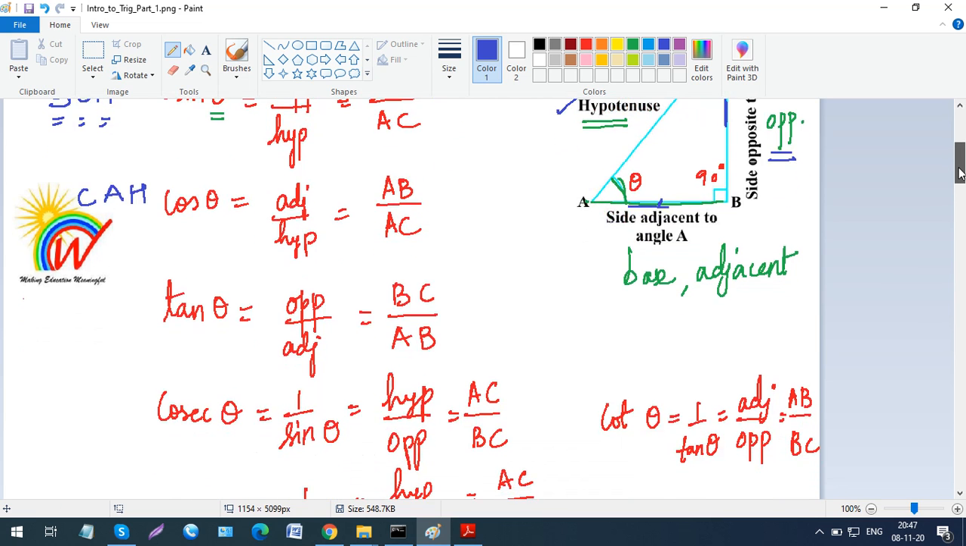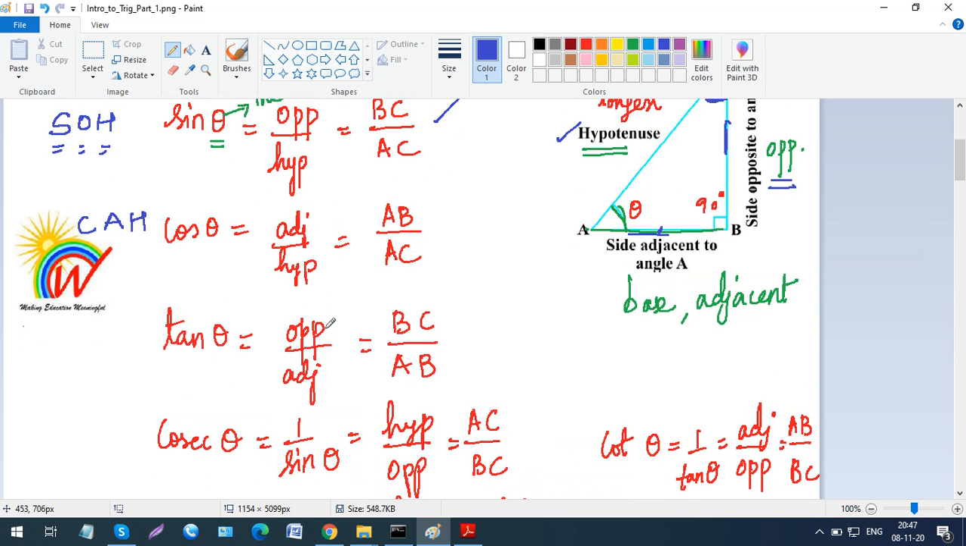Then you come to tan theta. The formula is opposite over adjacent, so you get TOA. So if you want, you can remember this as SOHCAHTOA. Otherwise, if you don't want to remember this term, you can remember it separately: sin theta is opposite over hypotenuse, cos is adjacent over hypotenuse, and tan is opposite over adjacent.